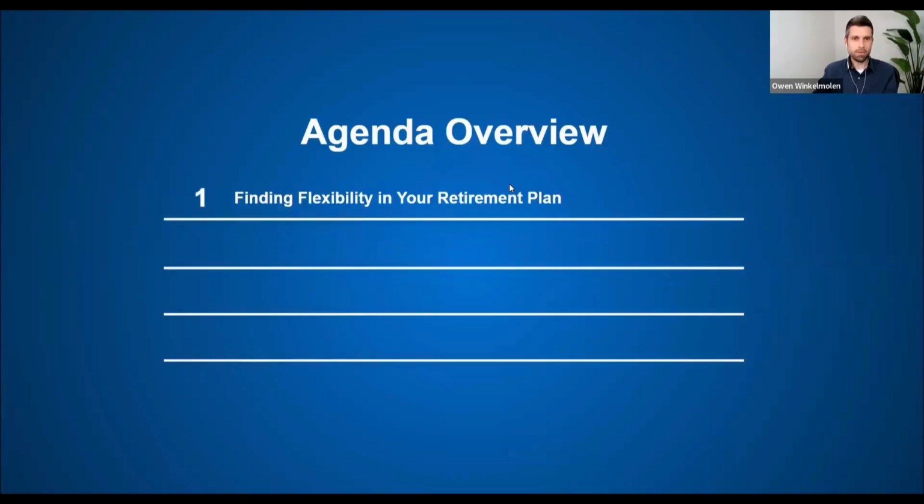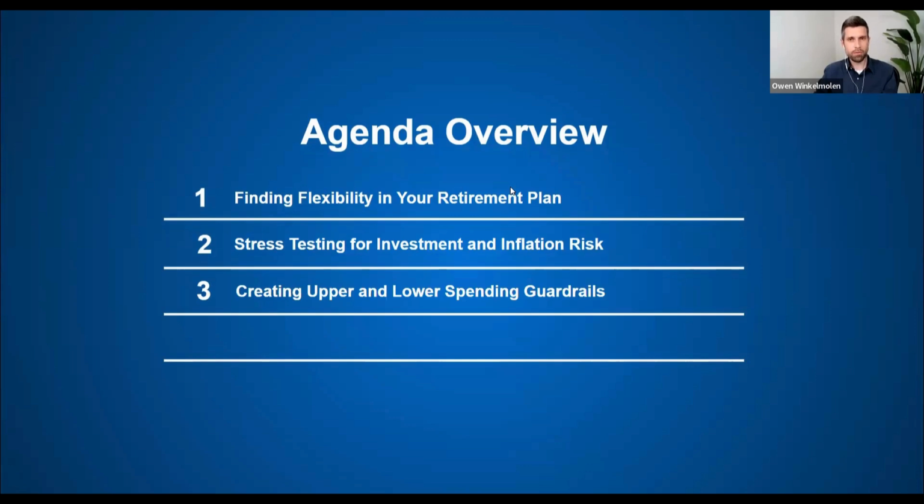Now we're going to touch on a couple of different things. We're going to talk about finding flexibility within your retirement plan. We're going to be talking about stress testing for investment returns and inflation rate risk. We're going to go through a few examples, so maybe creating upper and lower spending guardrails. Again, talking about risk, but also talking about the flexibility within your retirement plan. And then we're going to talk about longevity risk, the other stress that we want to test for within a retirement plan.